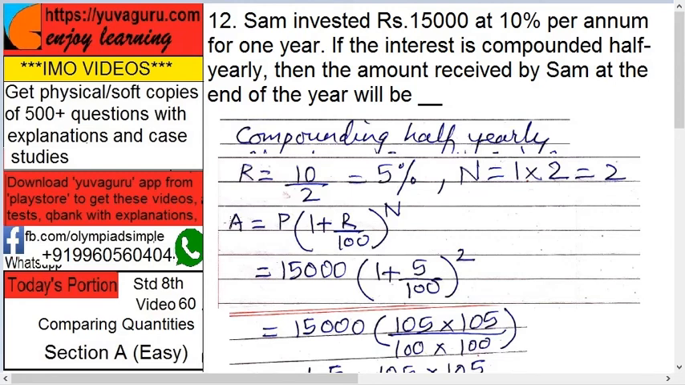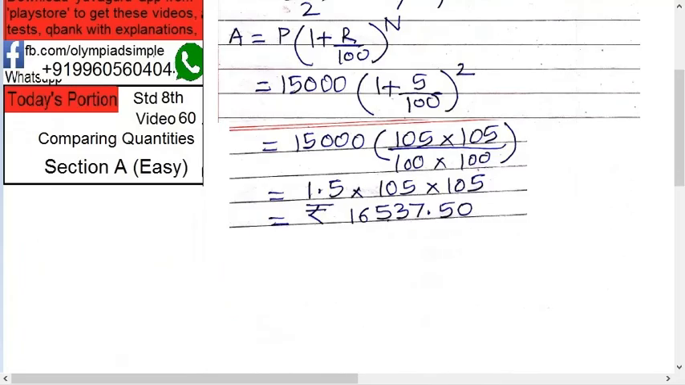Now calculate using the formula. A equals to P, which is 15,000, principal, into 1 plus R, which is 5 that we have found out, upon 100 raised to N. N was 1 but now it is 2 because half yearly. If this would have been quarterly, then R equals to 10 upon 4, means 2.5, and N equals to 1 into 4, so 4, right? In that case. So raised to 2 over here. So 15,000 into, solve this, 100 plus 5, 105 the whole square upon 100. So 105 into 105 upon 100 into 100.